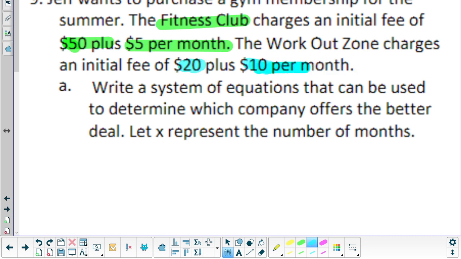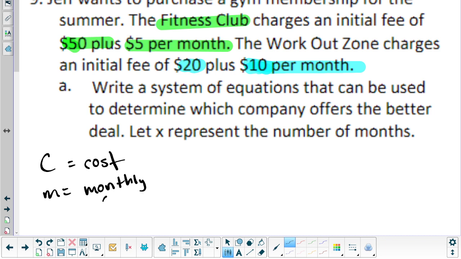Okay. And so what that means is we just need to make some variables. Let's represent C as total cost, and let's represent M for monthly charge. Okay. So the fitness club, its total cost, C, is equal to $50 plus $5 per month, 5 times M, right? It's kind of the same pattern as we saw in that Hungry Howie's, the pizza one.